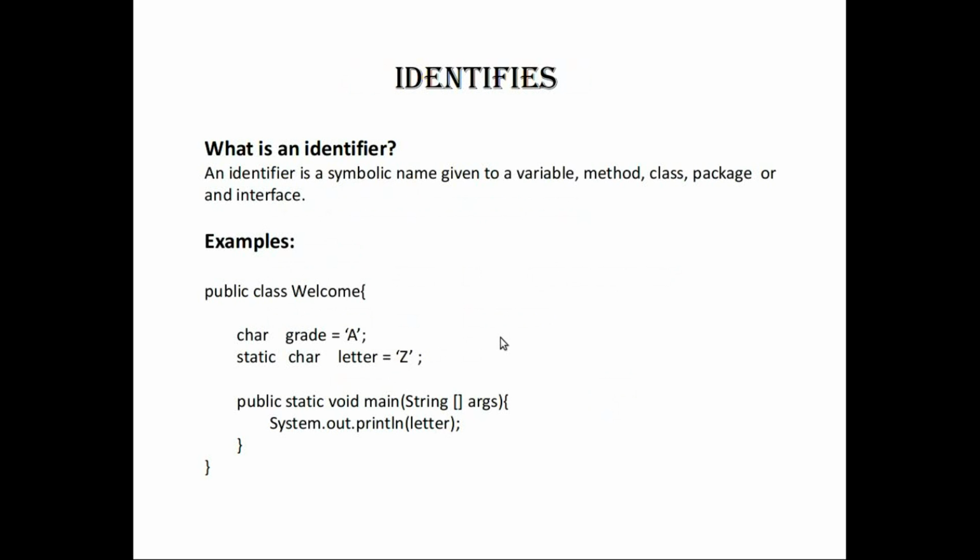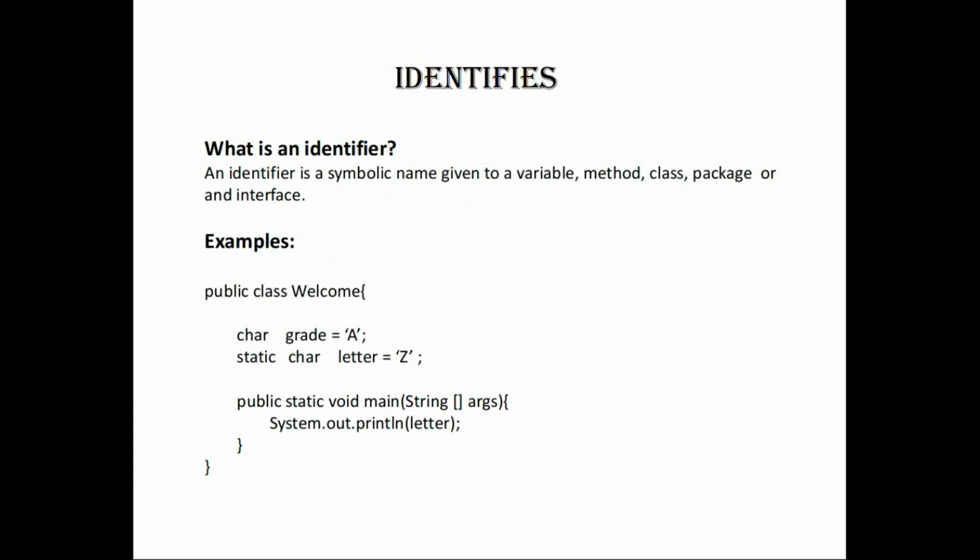Now, what is an identifier? An identifier is a symbolic name given to a variable, a method, a class, a package, or an interface, or anything that you're going to name in your program. We're going to see all of these as we go along. For now, we have only seen variables, we have written a few methods, and we have written a class, but we have not gone into the details of explaining all of that. But identifiers are what you're going to be using to name them.